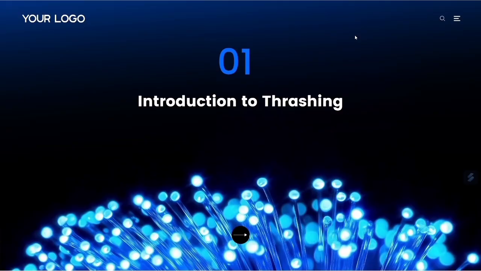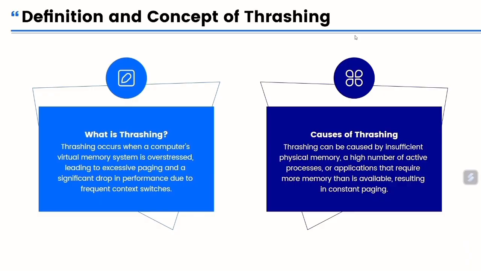Now, in introduction to thrashing, what is thrashing? Thrashing occurs when a computer's virtual memory system is overstressed, leading to excessive paging and a significant drop in performance due to frequent context switches.